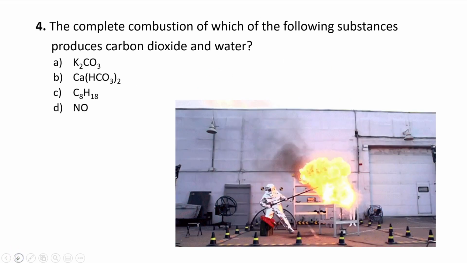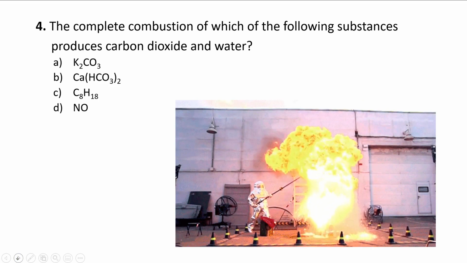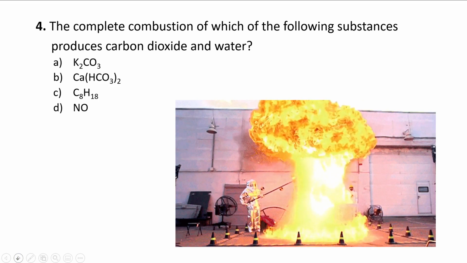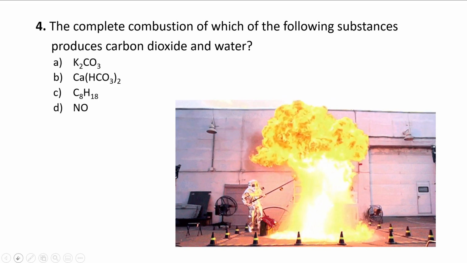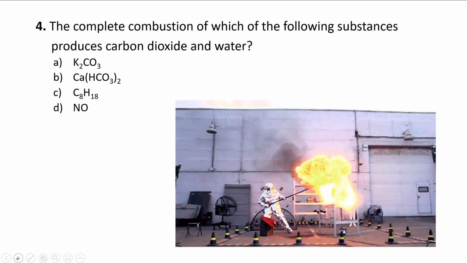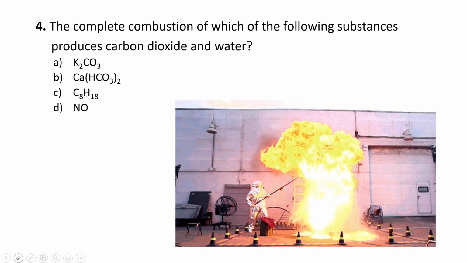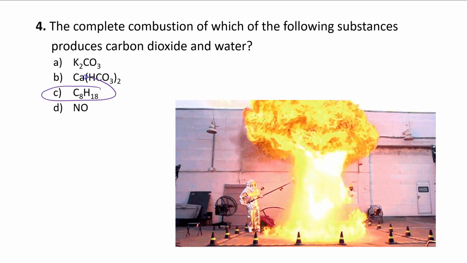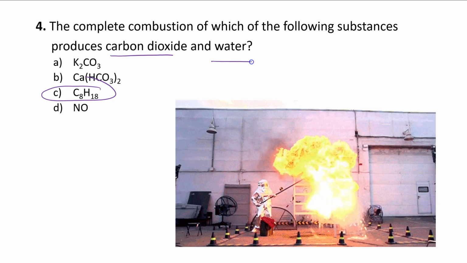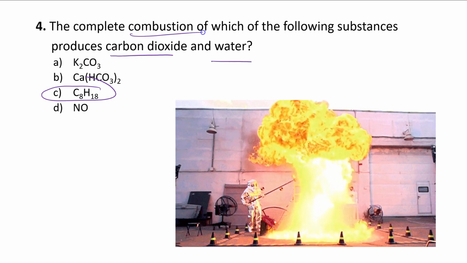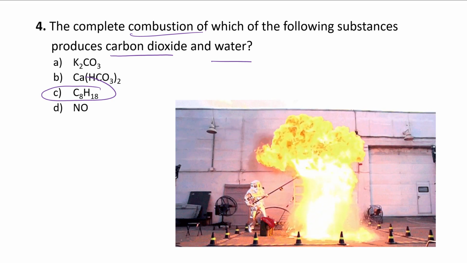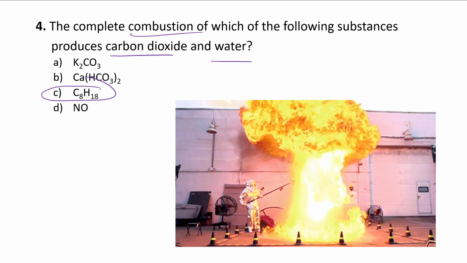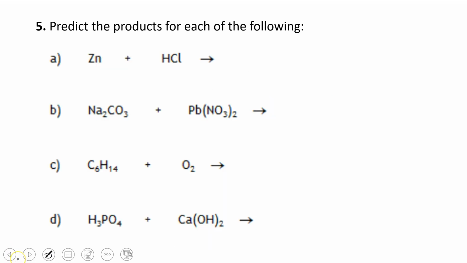Next one, okay, it says the complete combustion of which of the following substances produces carbon dioxide and water. So again, we are looking for a hydrocarbon. In this case, we're looking for a carbon combined with hydrogen, and that will be letter C. We should recognize that when we have combustion, we produce carbon dioxide and water. We need a hydrocarbon and we need oxygen gas. Moving forward.